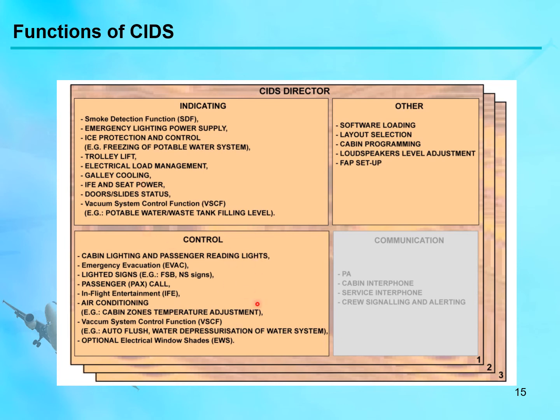Then what can you control? These are the series of things you can control. You can control the lights. You can control the lighted sign. You can control the passenger call. When you call, you can actually cancel the call or things like that. You can control the in-flight entertainment, the aircon, right? And others. Over these others here, you can do software loading, layout selection, cabin programming. We'll come to that later on.